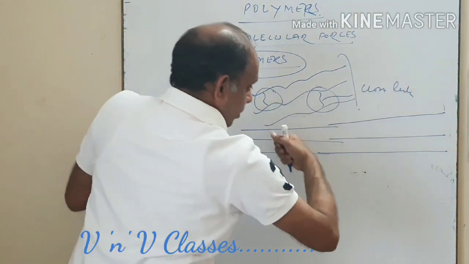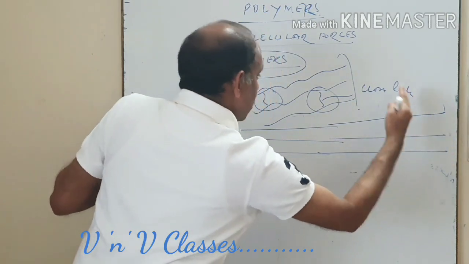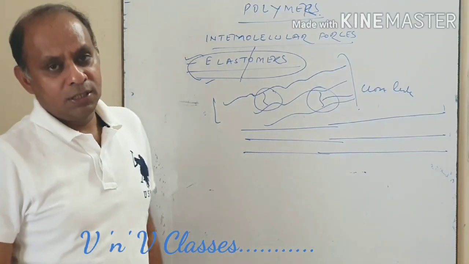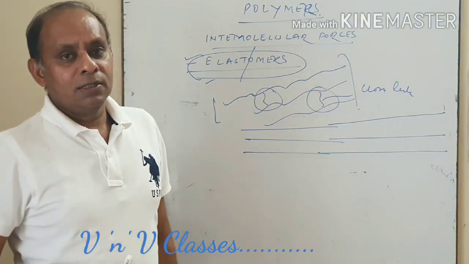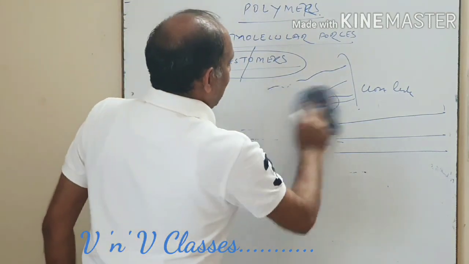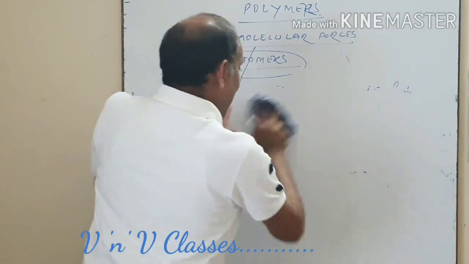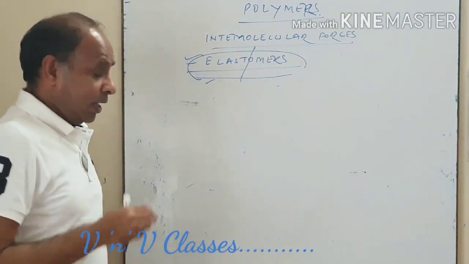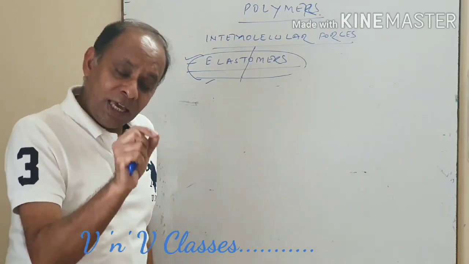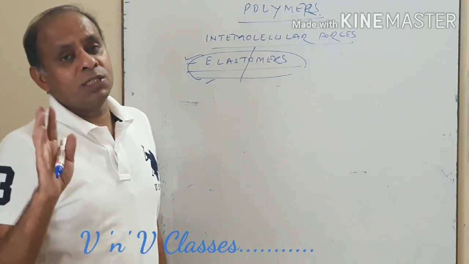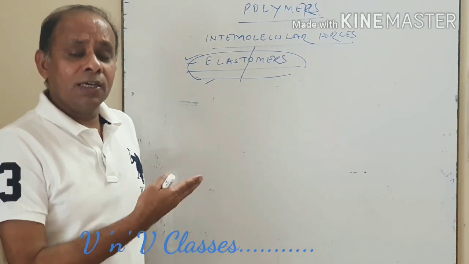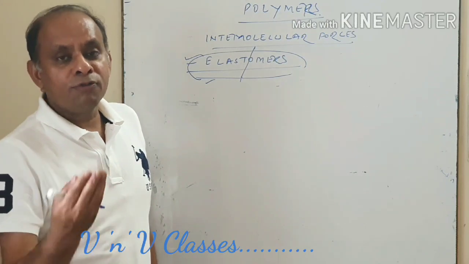You apply pull, they get stressed. You remove the pull, cross links bring them to their original state. These are elastomers. They have elasticity on the basis of intermolecular forces. Now when you talk about elasticity, what next? They have elasticity, less tensile strength, and remember, elastomers have the weakest intermolecular forces between them. You observed right now, they have van der Waals forces or few cross links only.